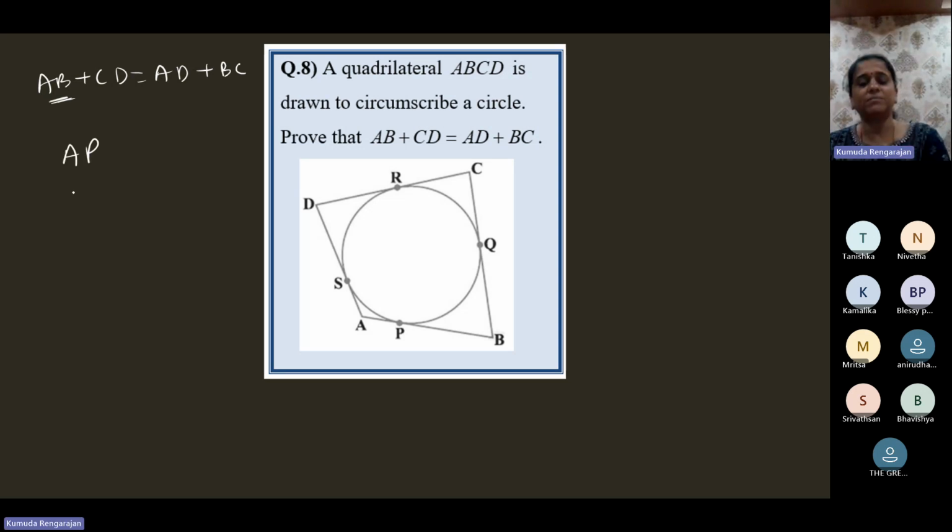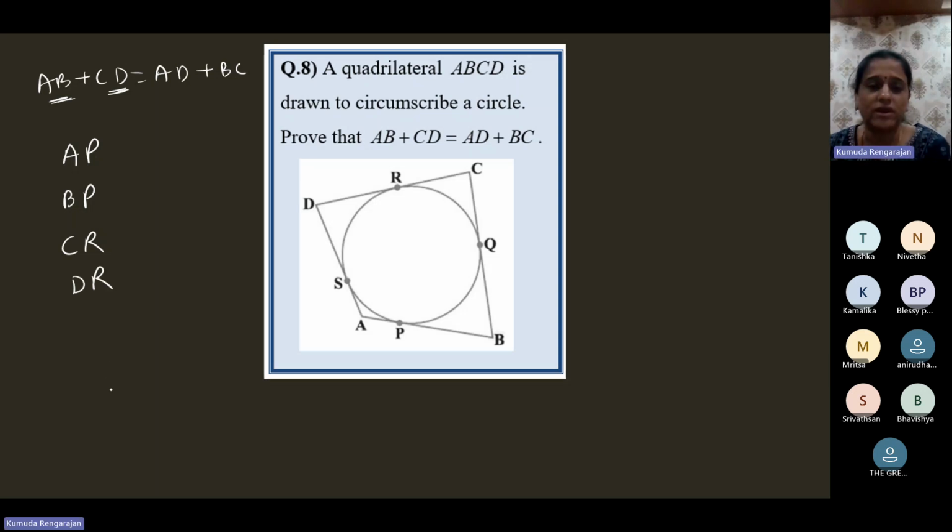Now see here. So that you present it correctly, we need to get AB plus CD equal to AD plus BC, right? You need to get this result, children. Now, what is AB made up of? AB is AP plus BP, right? And then what is CD made up of? CD is CR plus DR.